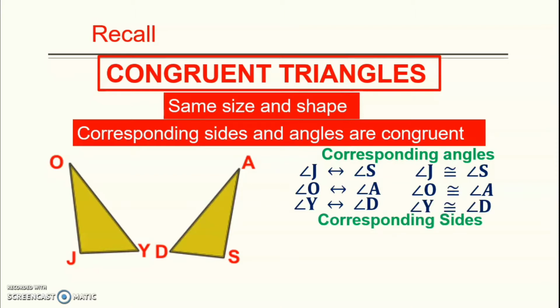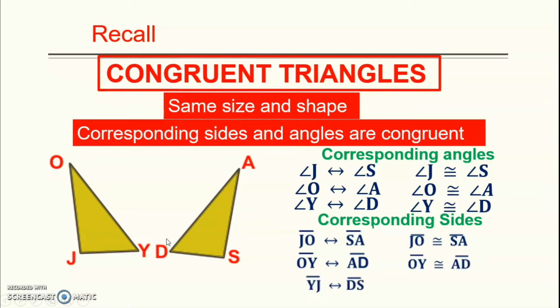Then, our corresponding sides, we have side JO corresponds to side SA. So, they are congruent. Next is side OY. OY corresponds to side AD. So, they are congruent. And the last side is the YJ. YJ corresponds to DS. And they are congruent.